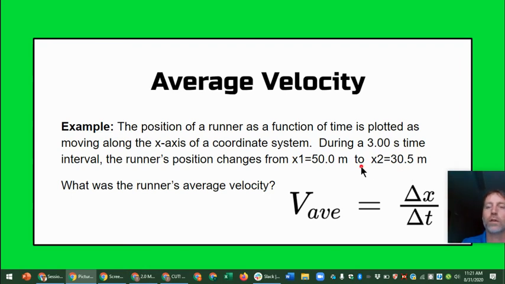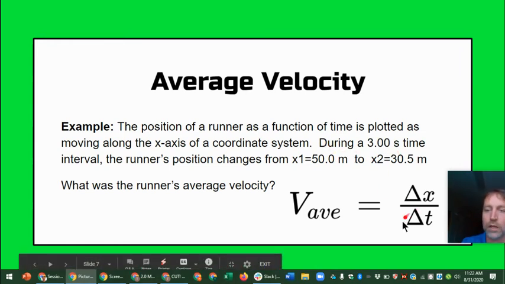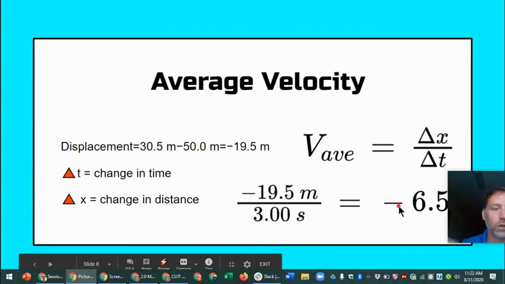So we want to know the runner's average pace. What we have to do is take the final, where she ended up, and subtract where she started from. So her total distance will be 30.5 minus 50. Okay, and that's going to be her change in distance. I'll talk about this little triangle in a minute. And then we have to divide that by the time that it took, and that would be the change in time.